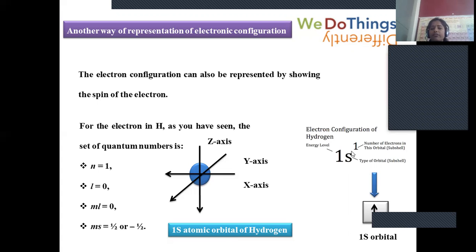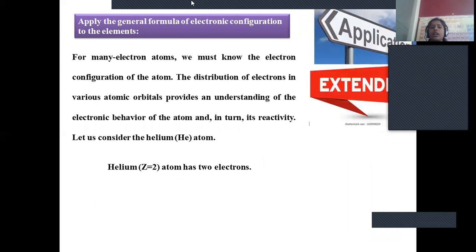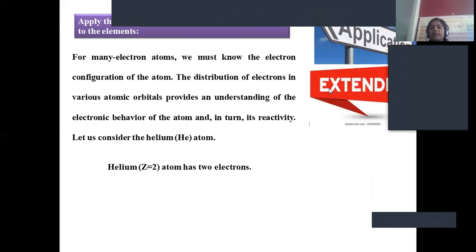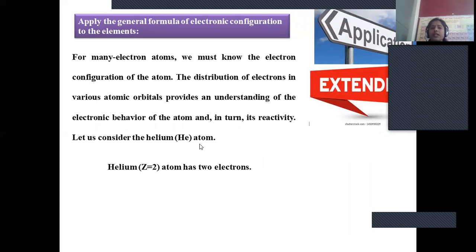So here the 1s1 configuration of hydrogen can be represented in this manner too, where the 1s orbital consists of 1 electron, which I am indicating with the upward spin. That means it is moving in the clockwise rotation. So in this manner also electronic configuration can be represented. Along with this 1s superscript 1, you can write electrons in these subshells, in these orbitals also. So this is another representation of electronic configuration. This generalized formula can be extended to any other elements too. Just now we discussed only one-electron-containing species. Now we are extending to species containing more than one electron.